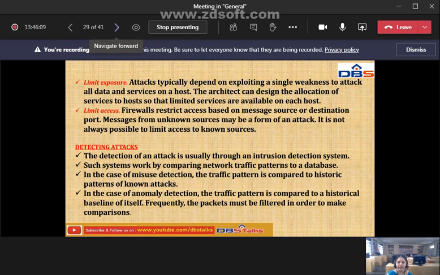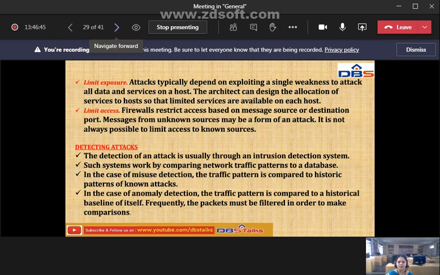Next, detecting attacks. How do we detect attacks? Attacks will be restricted, but suppose they occur forcibly or unknowingly. How do we detect them? That is the main thing. The detection of an attack is usually through an intrusion detection system. By using the intrusion detection system, we can usually detect the attacks.